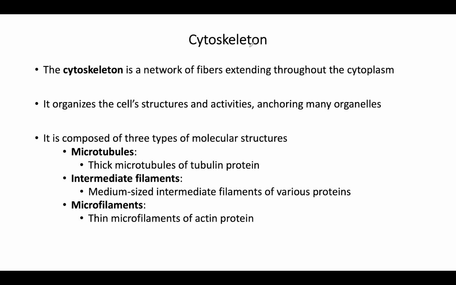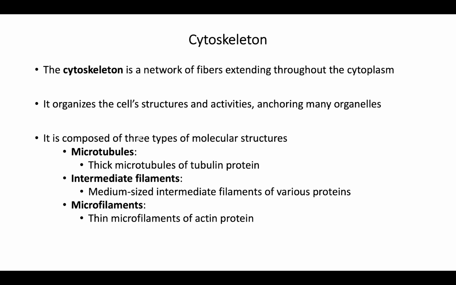Cytoskeleton is a skeleton. Skeleton means like a bone. Cyto means some molecules act like a bone in the cytoplasm. We call that the cytoskeleton. The cytoskeleton is a network of fibers extending throughout the cytoplasm. This network of fibers allows the cell to maintain a certain structure and shape. It organizes the cell's structure and activity, anchoring many organelles. So this cytoskeleton holds each organelle in a certain spot inside the cell. Therefore, organelles have their own location.